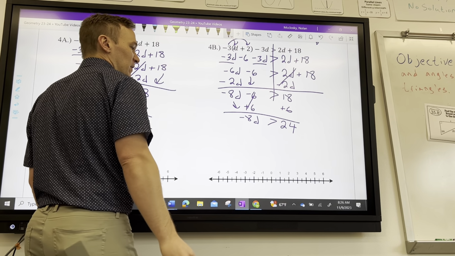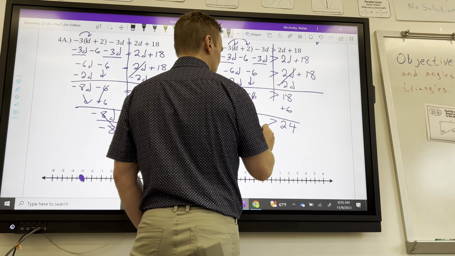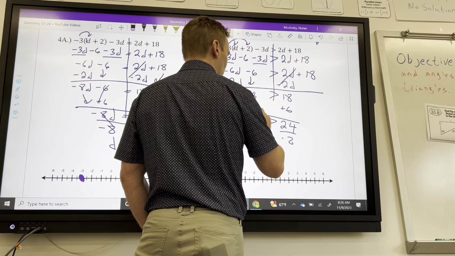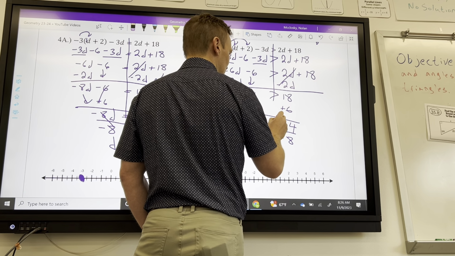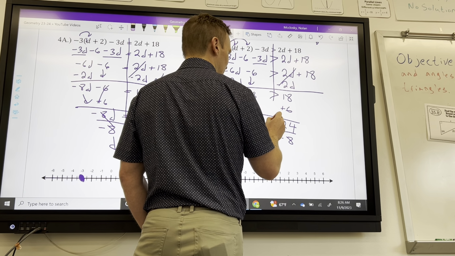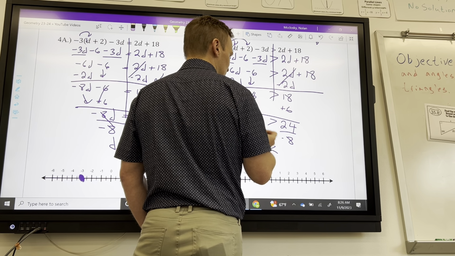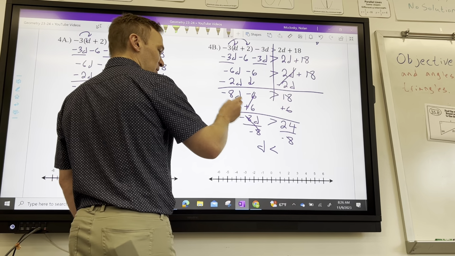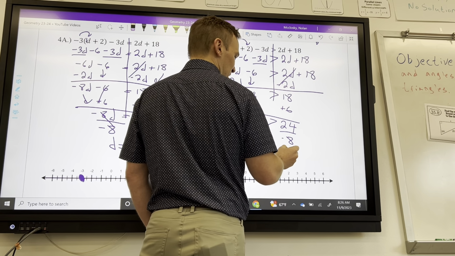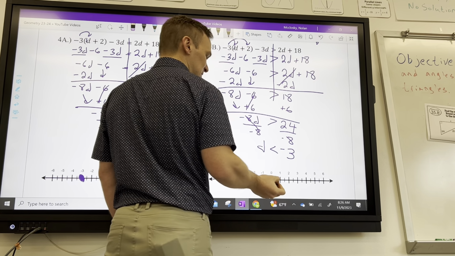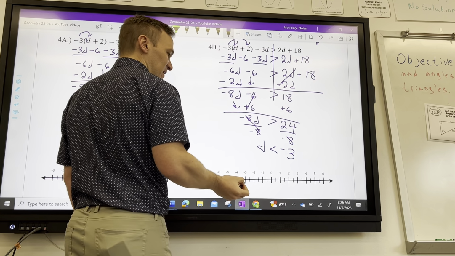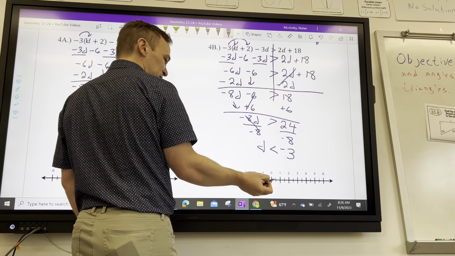Now we are dividing both sides by a negative 8. So this number next to the variable, once again, is negative, which means this inequality sign goes from a greater than sign to a less than sign. It flips whenever this number by the variable is negative. So it's d is less than negative 3. Whenever this number by the variable is negative, that sign must flip.